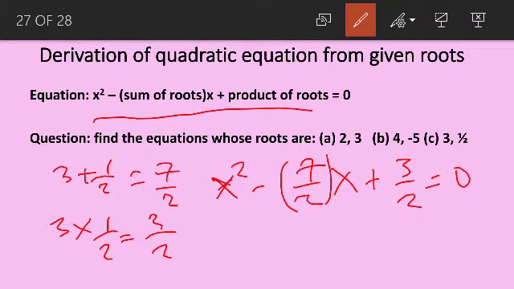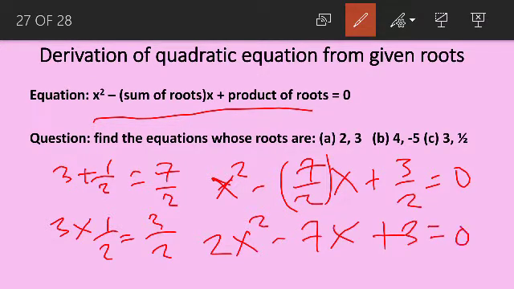We don't have to leave the answer this way. We can eliminate the fraction by multiplying through by 2. When we do that, we are going to get 2x squared minus 7x plus 3 equal to 0 as the answer to that question.